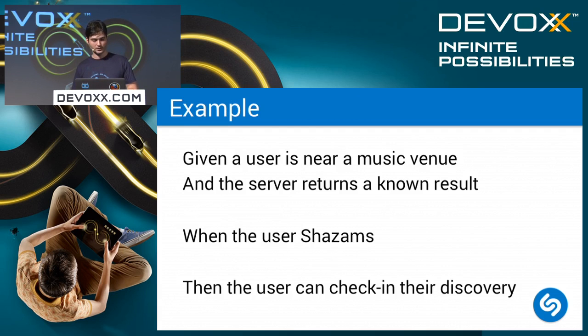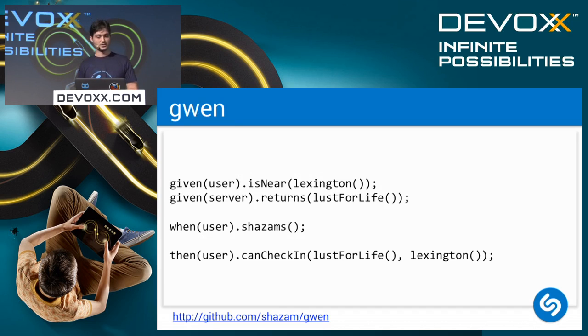So let's see how that applies to the example I said earlier. If I ask you to read this, you'd probably be able to understand exactly what's being under test here. And this is something that you can sign off with a product owner, and the QA team can also read this and understand what's expected from this feature. So you're near a music venue, and when the server returns a result, when the user presses the button, they can be prompted to check in their discovery. So the way we have structured this in real code is very simply like this.